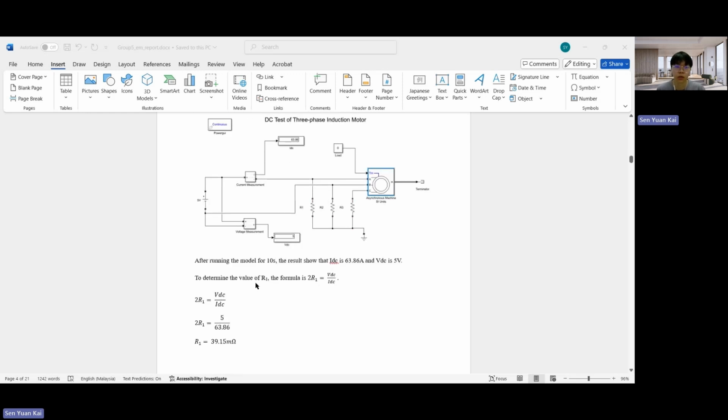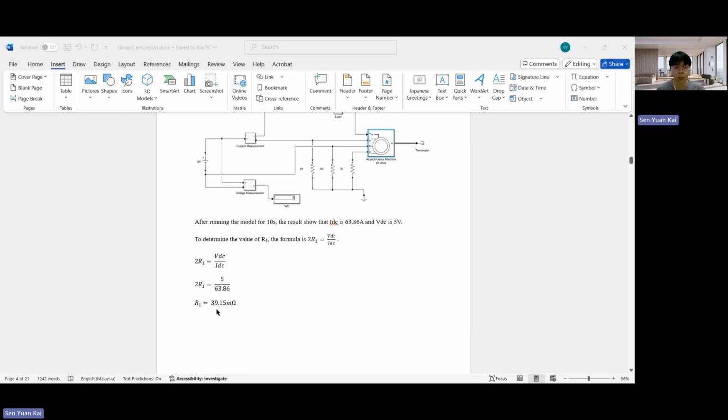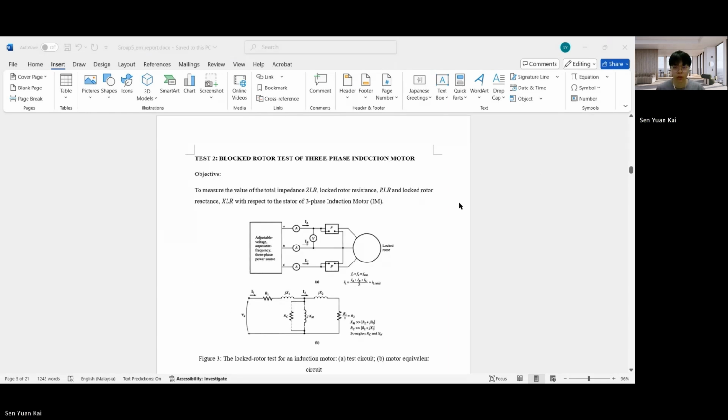After the simulation, we need to determine R1. To determine R1, we use the formula R1 equals VDC over IDC. From this, we get that R1 is 39.15 milliohm. Now we will discuss test 2, which is the blocked rotor test of the three-phase induction motor.